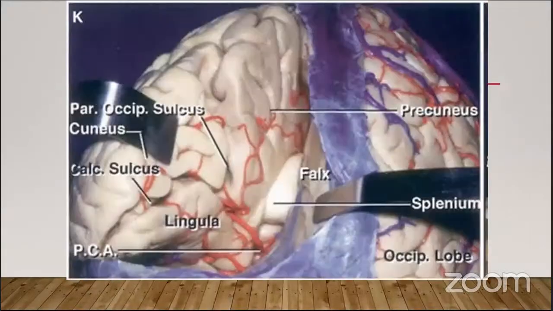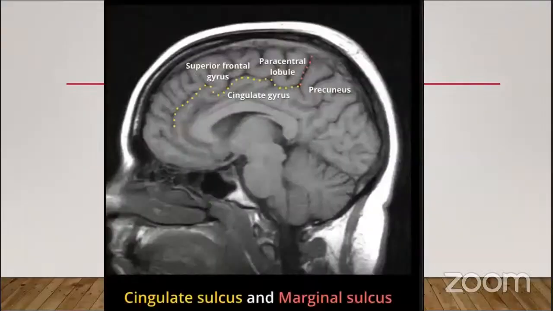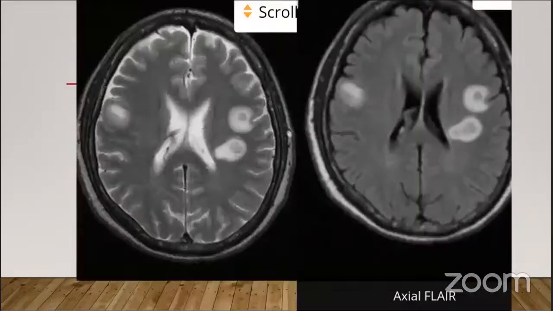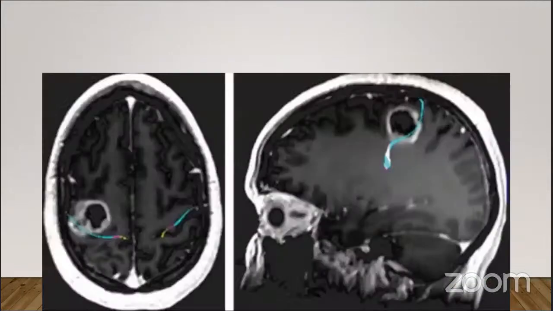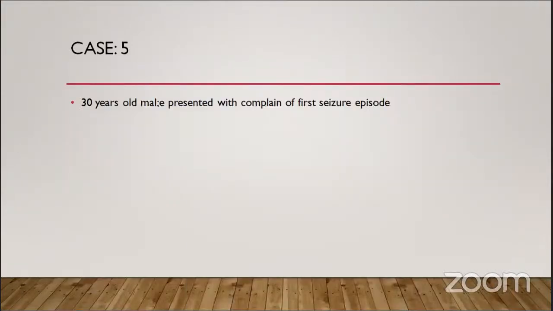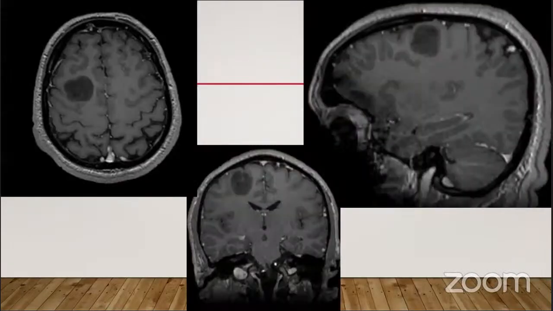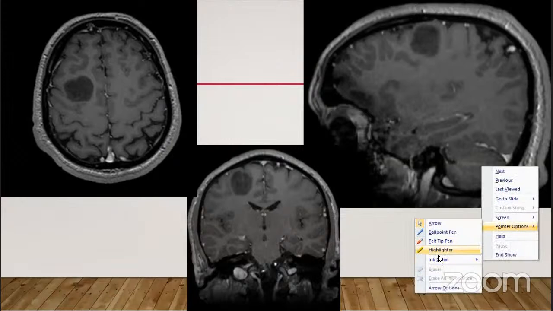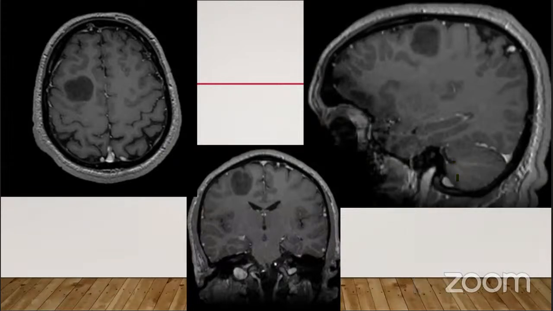So can you go back to the same MRI that you showed? This one, yeah. So in the sagittal view, can we appreciate the paracentral? Though this is not a cut on the medial side, this is a cut on the lateral side. But can we appreciate any sulci on the sagittal view?